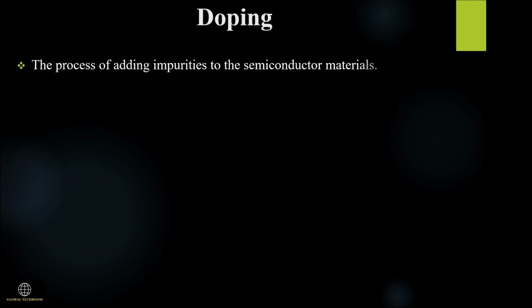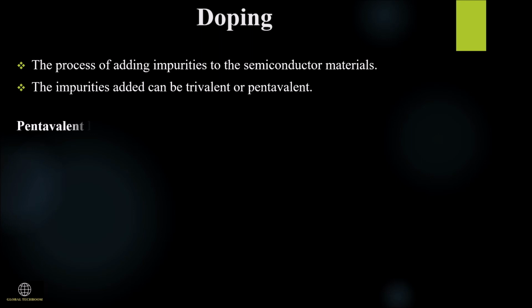Doping. The process of adding impurities to the semiconductor materials is known as doping. The conduction capability of an intrinsic semiconductor can be increased by adding these types of impurities. The doped intrinsic semiconductor can be called an extrinsic semiconductor. The impurities added can be trivalent or pentavalent.